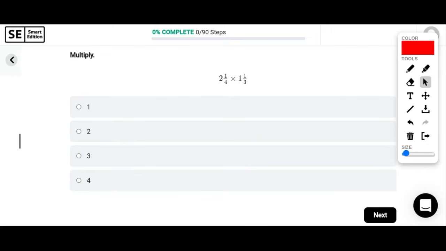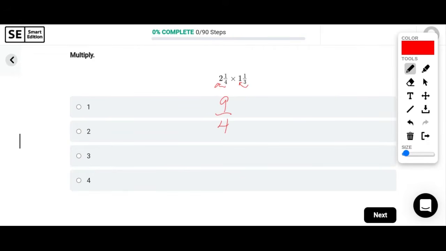All right. So we are all the way up to question number 16 already. And here we are going to multiply two fractions. Well, two mixed numbers technically. So for this, I would absolutely recommend turning these into improper fractions first. So 4 times 2 is 8. And then add 1 to that, you get 9/4.